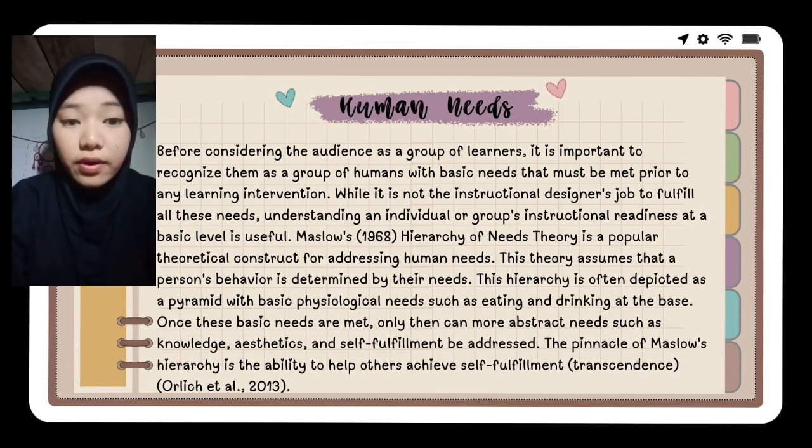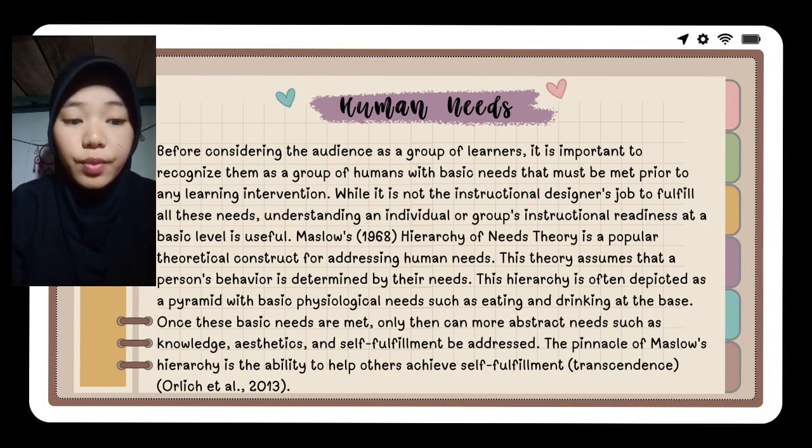Human needs. Before looking at the intended audience as a group of learners, it is a good idea to recognize them as a group of human beings. Basic human wants and needs must be addressed before any instructional intervention is attempted. While it is not the instructional designer's role to provide for each of these needs, it is in everyone's best interest to be familiar with how to gauge an individual or group's instructional readiness at this most essential level.